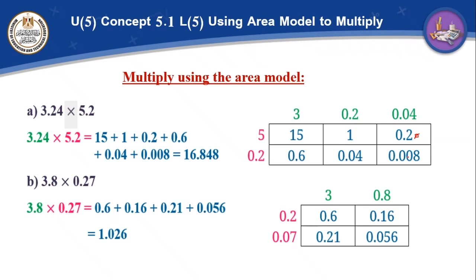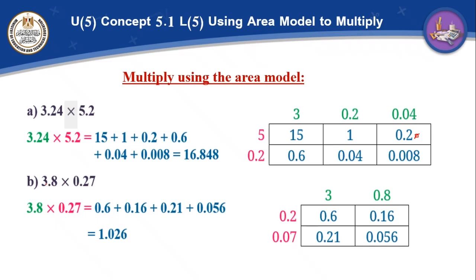After that, add 15 plus 1 plus 0.2 plus 0.6 plus 4 hundredths plus 8,000. 2 and 6 tenths. 1 and 15, 16. Okay? So, 16 and 848,000. Another example, B. 3 and 8 tenths multiply 27 hundredths.